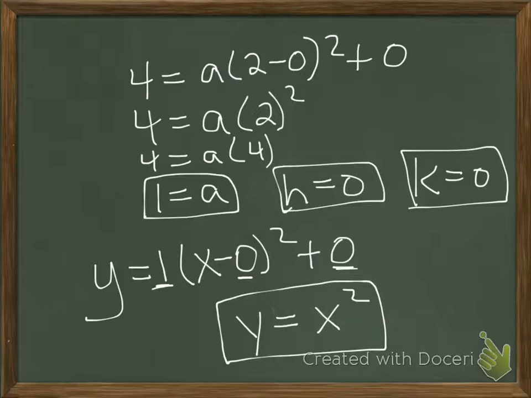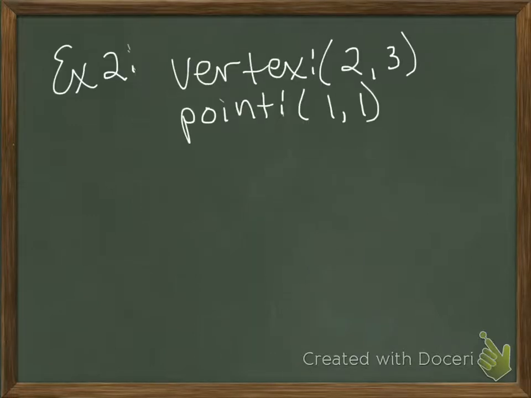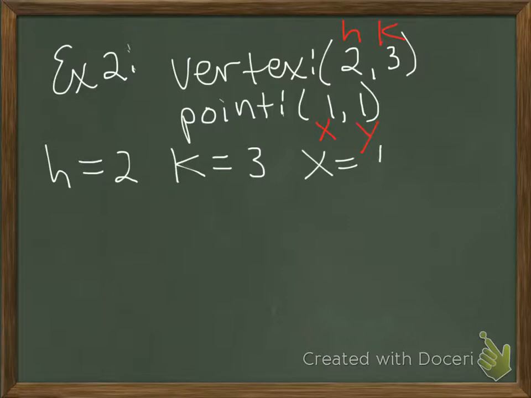Alright, so that's pretty straightforward. Let's try another example. For example 2, I have a vertex at (2, 3), and I have a point at (1, 1). And I'm going to use the same process that I did last time. So first I'm going to go ahead and label. My vertex is h and k. My point is x and y. So then that tells me what information I've got. h is 2, k is 3, x is 1, y is also 1. And those are the things I'm going to plug into this equation.